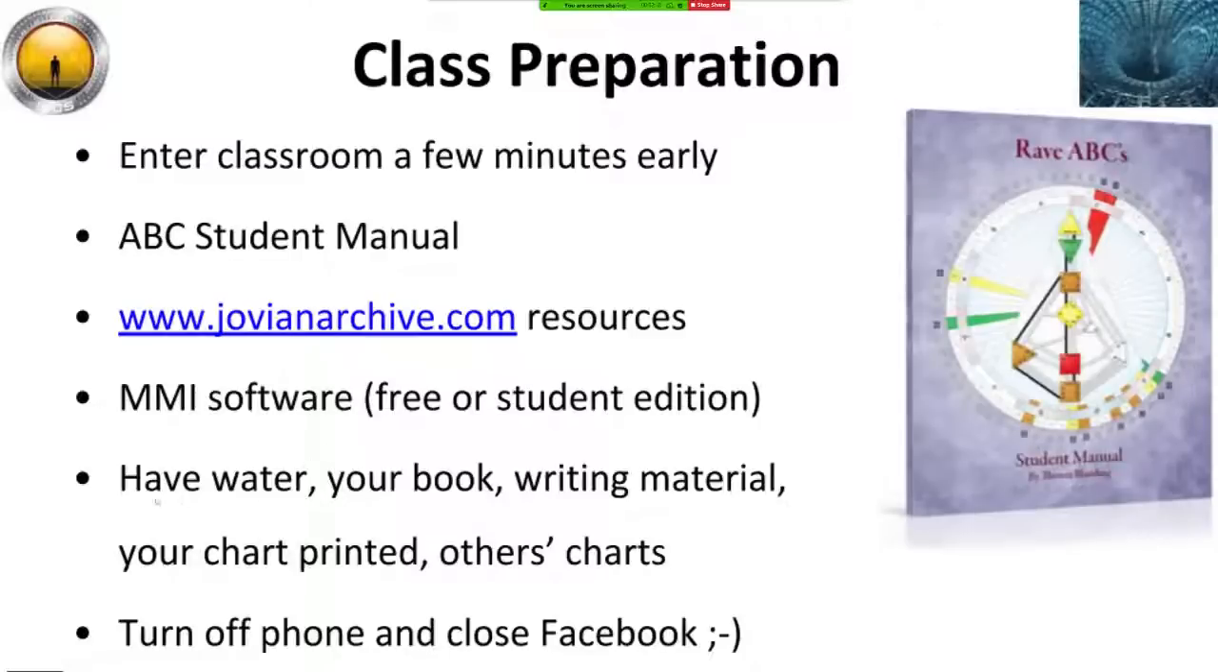But bring some water or food or a snack, your book, writing material, your chart printed, others' charts too, if you're a parent or a projector. And please do turn off your phone, close the door, close Facebook. Try not to do too many things at once.